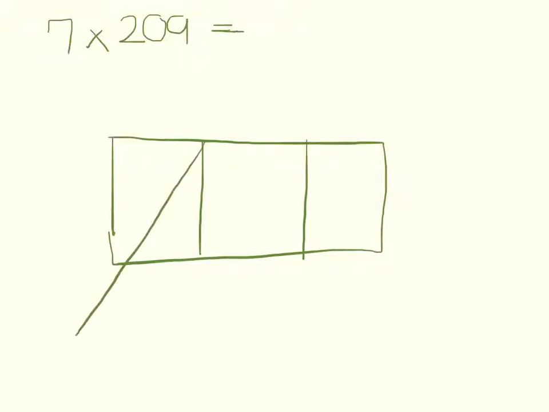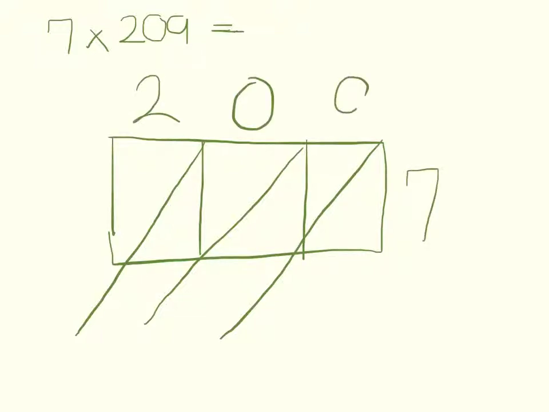We're going to place our lattice lines in. We want these lattice lines nice and neat. Now we're going to place our 7 and our 209. And we use each lattice box as a place value section. Now we're going to start with 7 times 9. 7 times 9 is 63. We're going to place our 6 up in the top triangle representing 60 because it's in the tens place. And our bottom triangle represents the ones place with a 3.